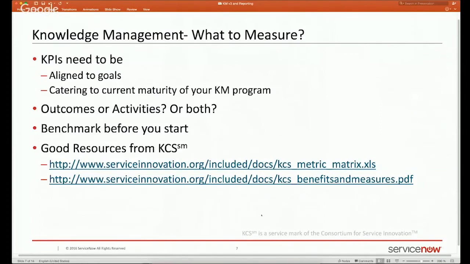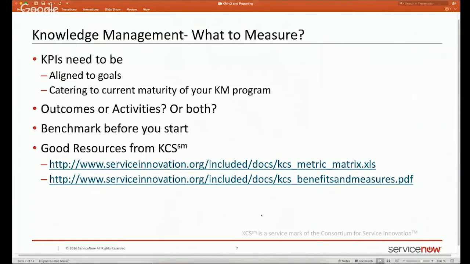KPIs, key performance indicators, really need to be aligned to your goals. If your goal is to reduce your support cost, then you need to derive from that what are the operational metrics that you need to capture that indicate that you're reducing your support costs. So they need to be really aligned to your goals.